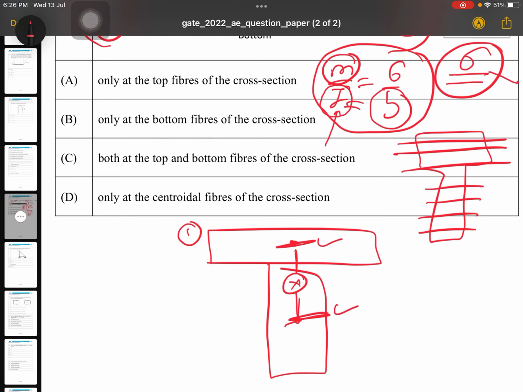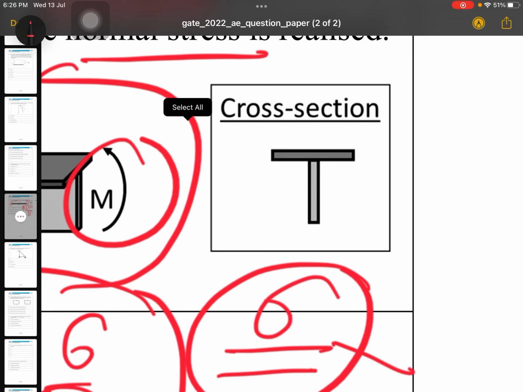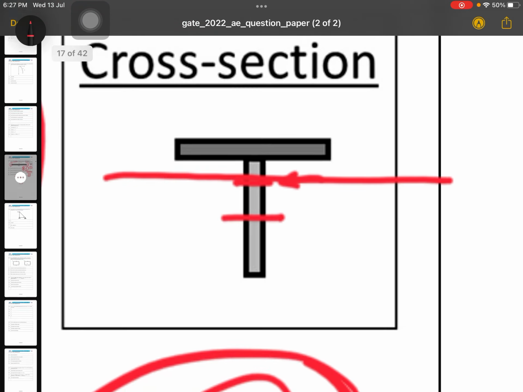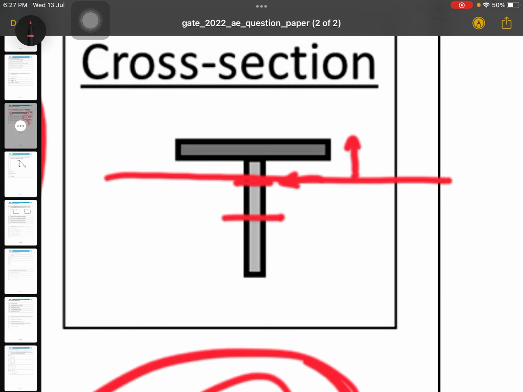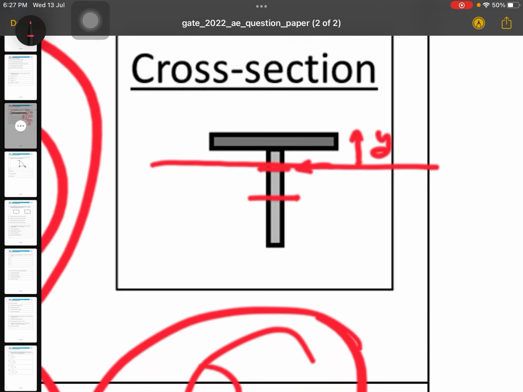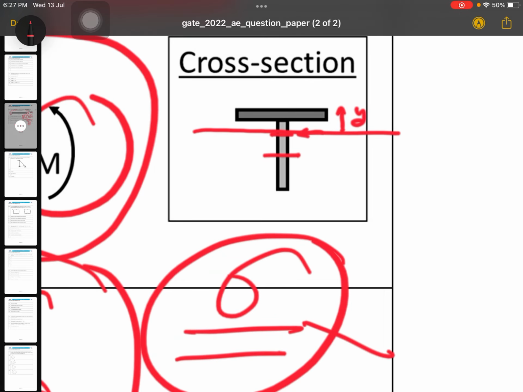If you see the entire diagram, the centroid will not lie here, it will lie somewhere here. If this is the half of the web, then somewhere here your centroid will lie. From the centroid only you will consider your Y distance. Now you can clearly see from the centroid, if you are going in this direction you will go less Y, but if you are going in this direction then you will go more Y, correct?